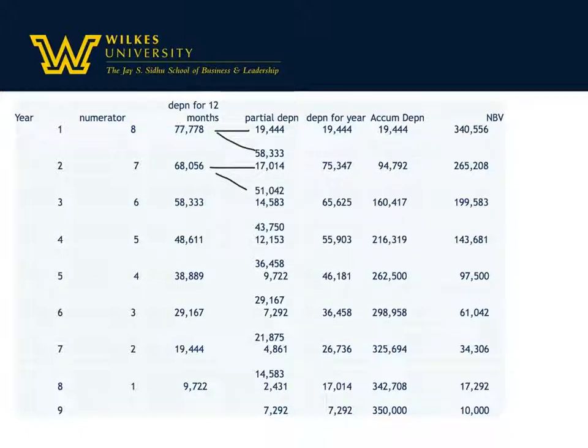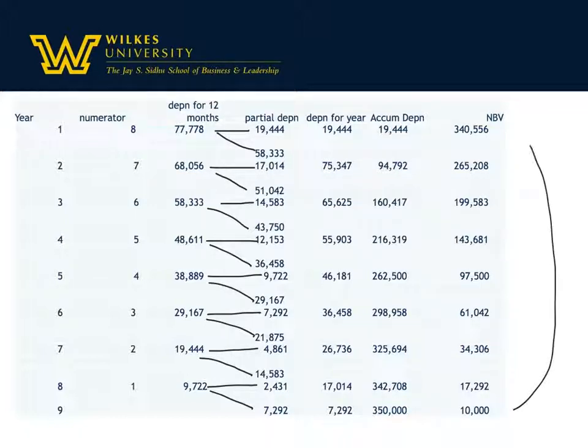This follows along. We've got 3 months and 9 months, 3 months and 9 months, and so on down the table. Now notice we end with a partial year of 9 months. That's actually going to match the partial year of 3 months from the first year. So even though it looks like there's 9 years, what we have is 3 months on the one end, 9 months on the other end, and 7 complete years in between.